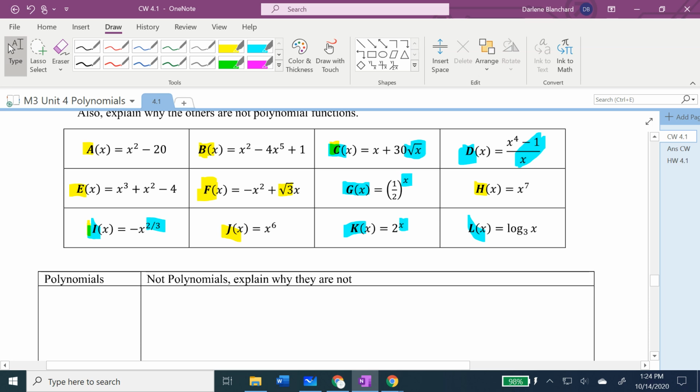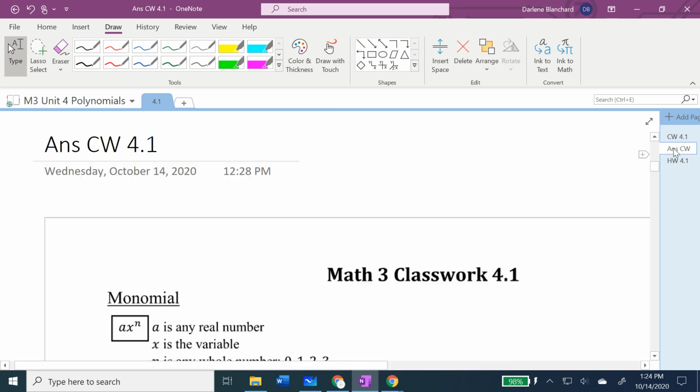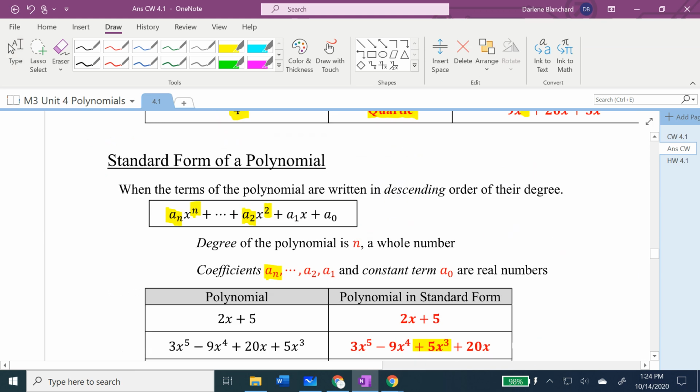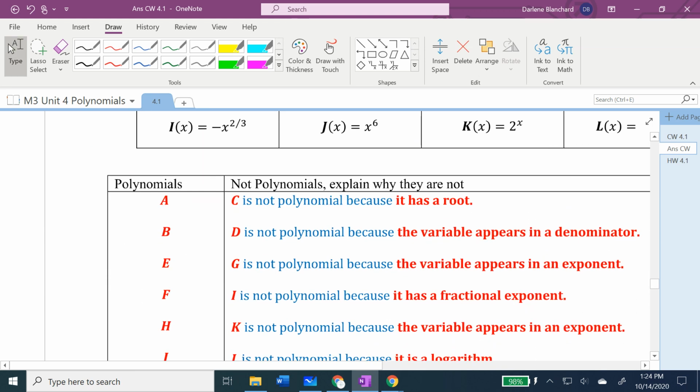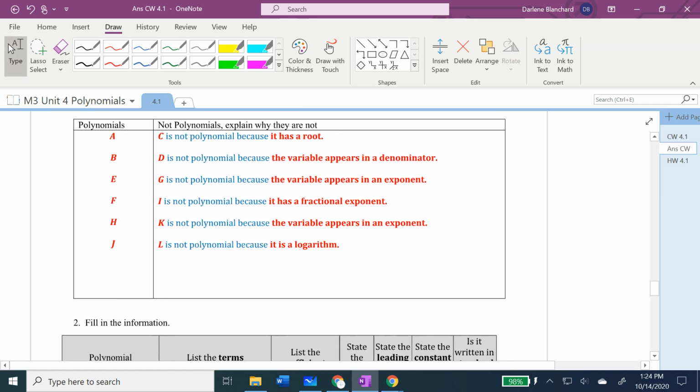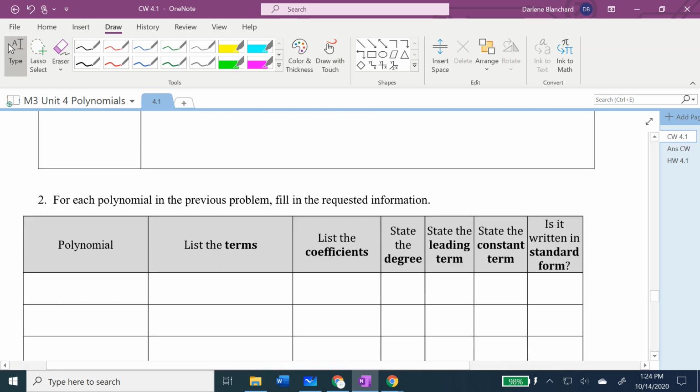So I've got, why did it go back to the very beginning? Why didn't it leave where I left it? I don't know why. But here are the answers if you need to see that. And then, let's see, what else? Fill in the information. So you do have access to this document. I uploaded it, I believe, before class, so you can see it later.